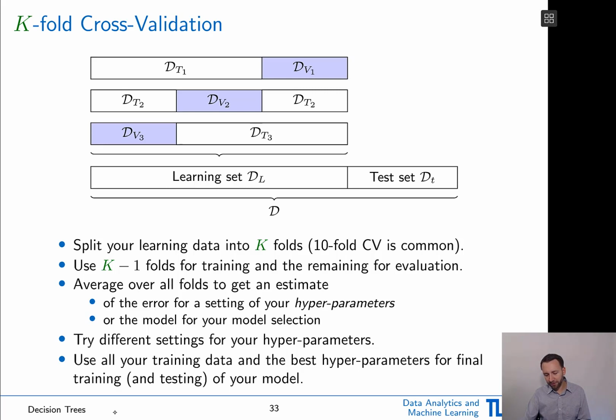Meaning, if possible, we want to use this full set to build our final model, because the more data we have, the better the performance. Okay, so again, this is used for picking the hyperparameters. Level 2 decision trees are the best. And then here we train, for example, a level 2 decision tree. Okay, so that's the concept of k-fold cross-validation.